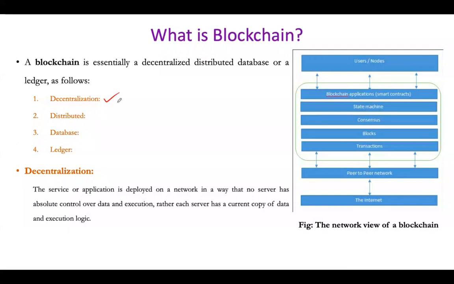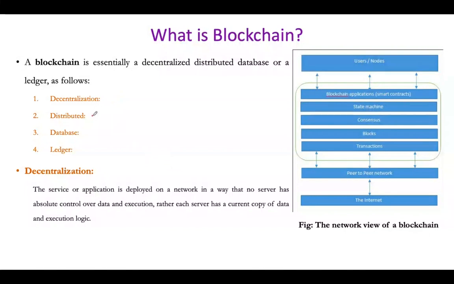Decentralization means, in simple terms, that the application or service continues to be available and usable even if a server or a group of servers on a network crashes or is not available. So the service or application is deployed on a network in a way that no server has absolute control over data and execution. Rather, each server has a current copy of data and execution logic.